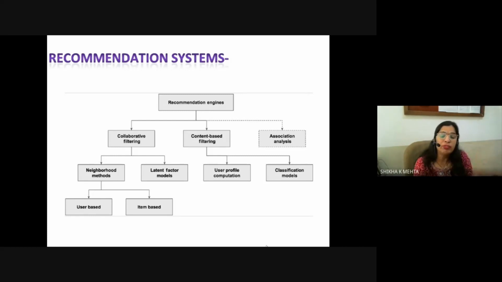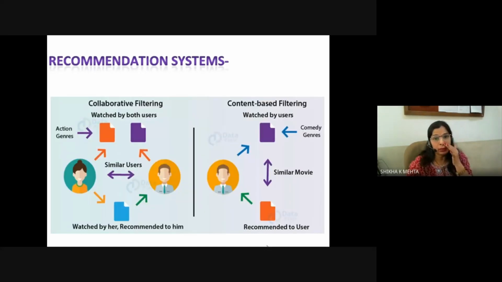This collaborative filtering is again either user-based or item-based. Then we have content-based filtering, where what I am buying, my user profile, will be analyzed, and based on what I have been buying in the past, the recommendations will be provided. So let us take a few examples and understand these different types of algorithms.